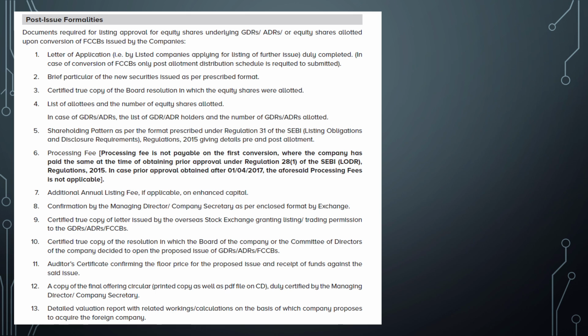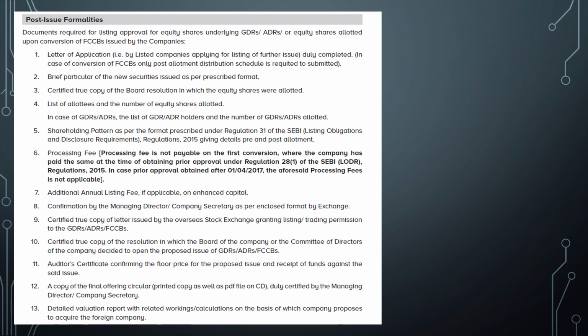Next, A is for additional annual listing fee, and another A is for auditor's certificate confirming the floor price of the proposed issue. Then the first L is the same as the previous question, that is letter of application and list of allottees and the number of equity shares allotted. So CALL is over. Lastly, L is for shareholding pattern.